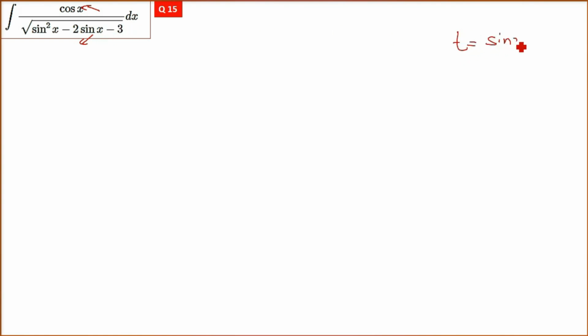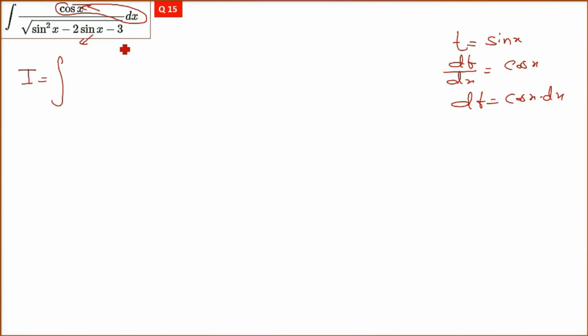So I'm taking t equals sine x. dt by dx will be, the derivative of sine x is cos x. So dt will be cos x dx. That is, of course, in the numerator. This whole is in the numerator. So you have dt here, and this integration will become like this.